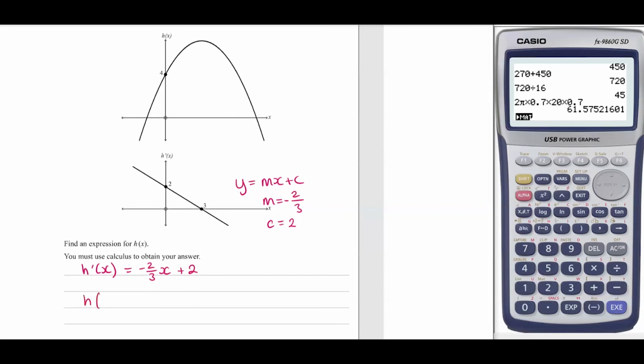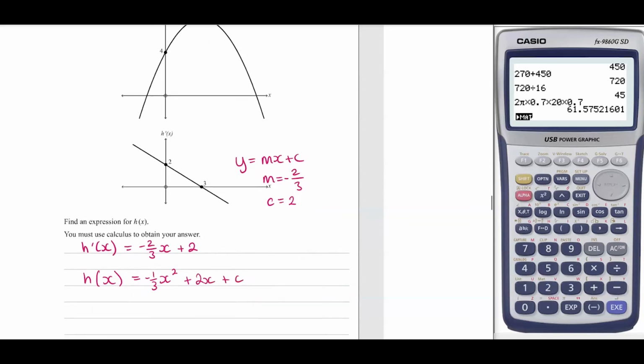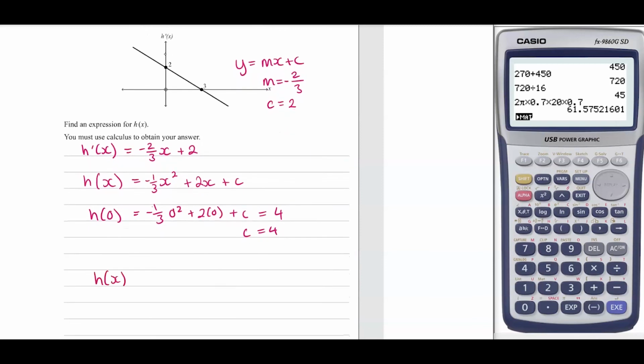Now we can integrate that to get h of x. So increase the power by 1, divide by the new power, so that will become a third rather than 2/3, 2x and a plus c. Now we know that when x is 0, y is 4 from this one here. So h of 0, so minus a third, 0 squared plus 2 times 0 plus c will equal 4, so therefore c equals 4. And h of x finally is negative a third x squared plus 2x plus 4.